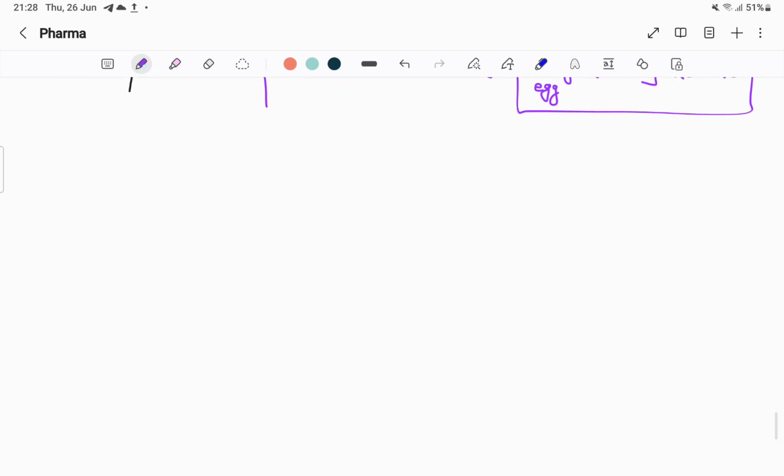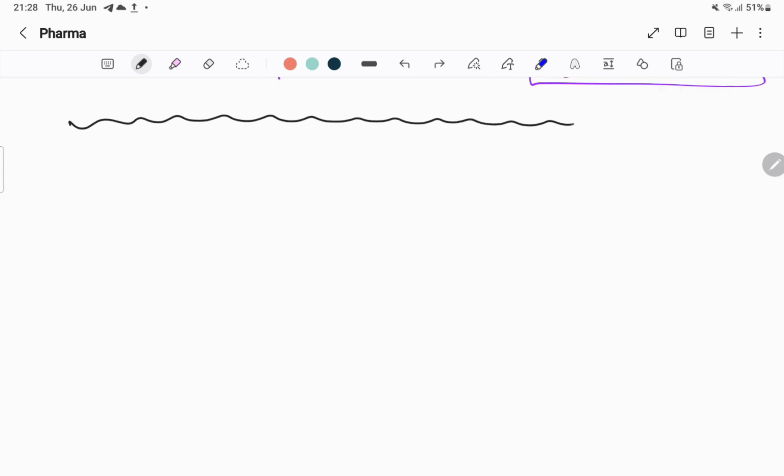Now we'll go to the differences which are asked in your theory exams between case control and cohort study. So follow me. Differences between case control and cohort.